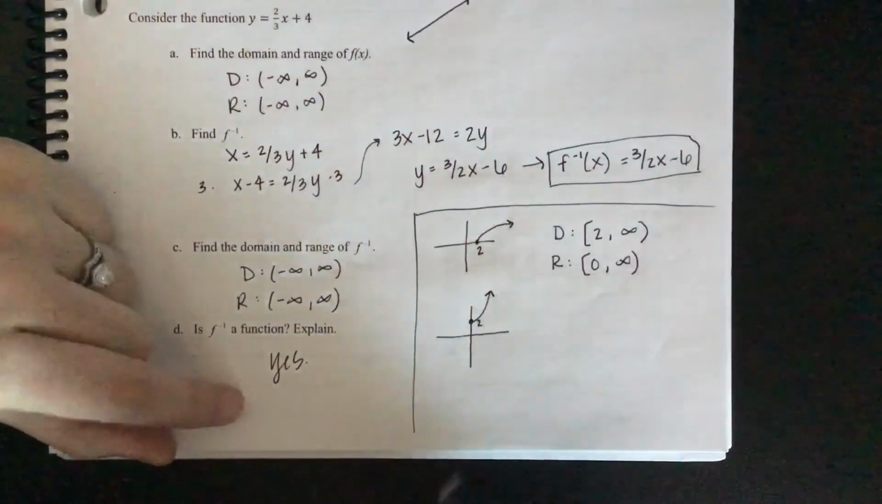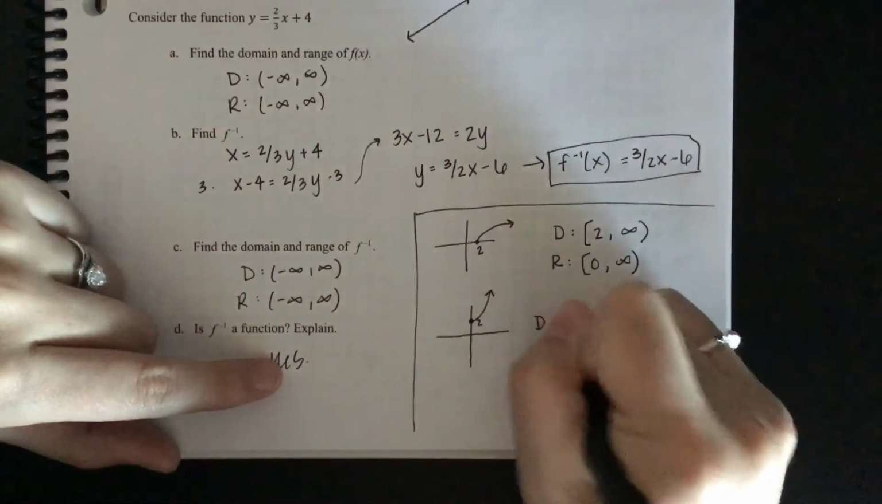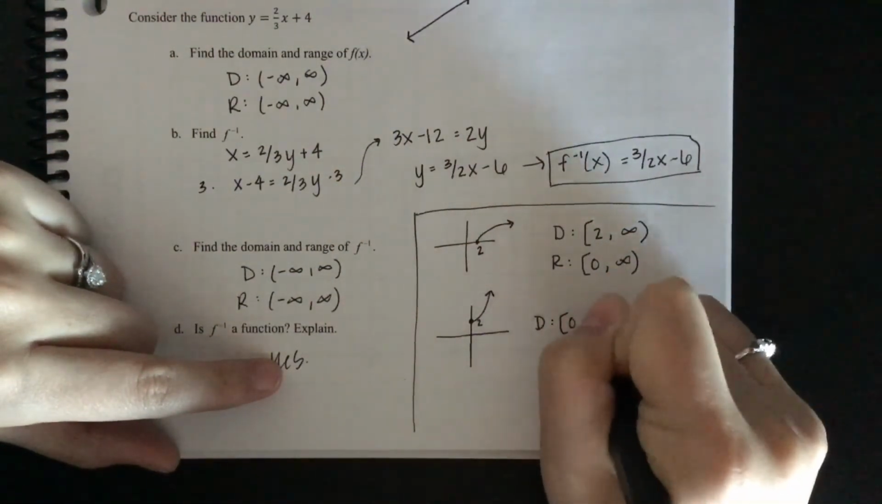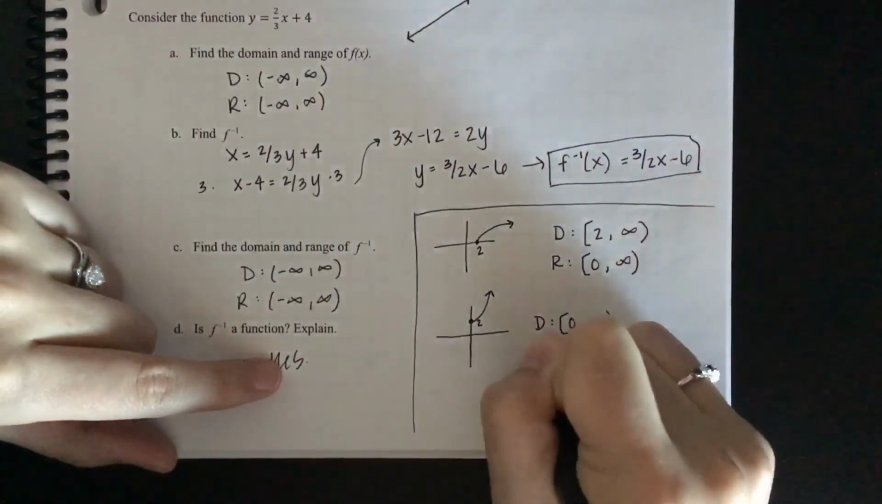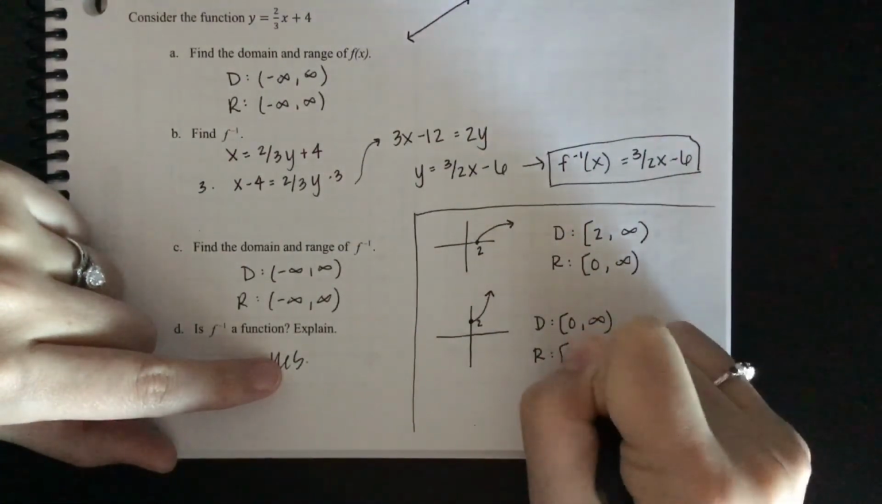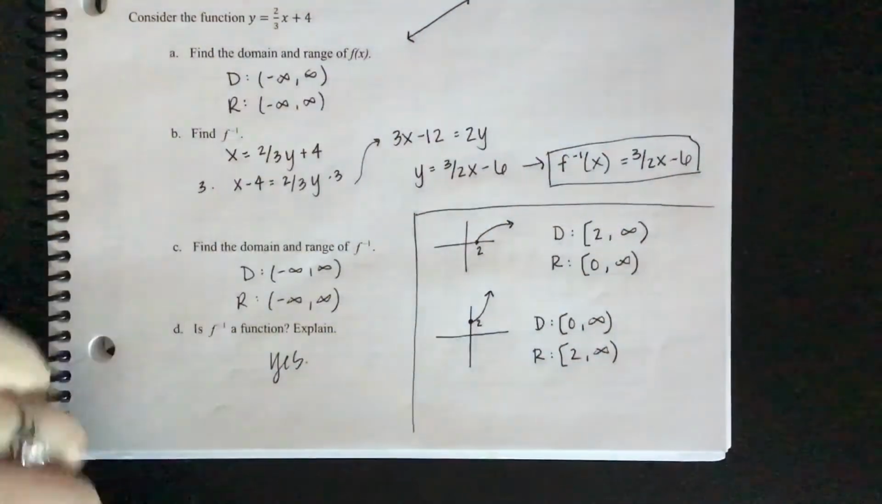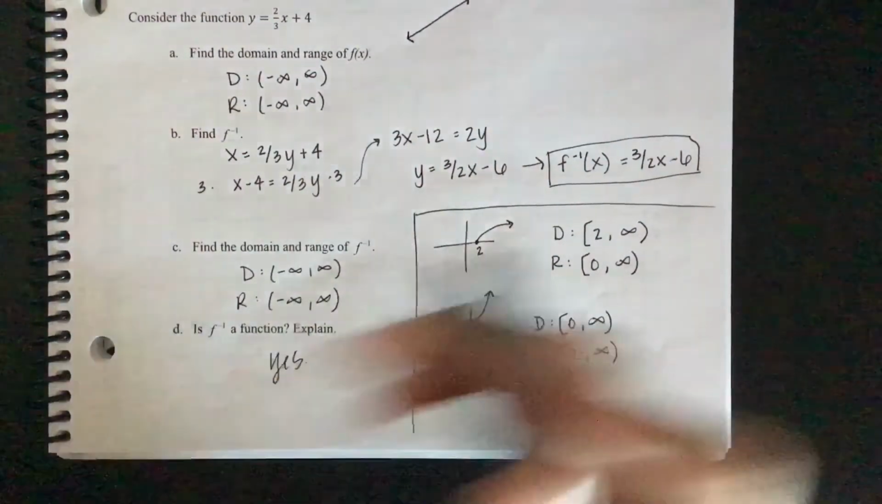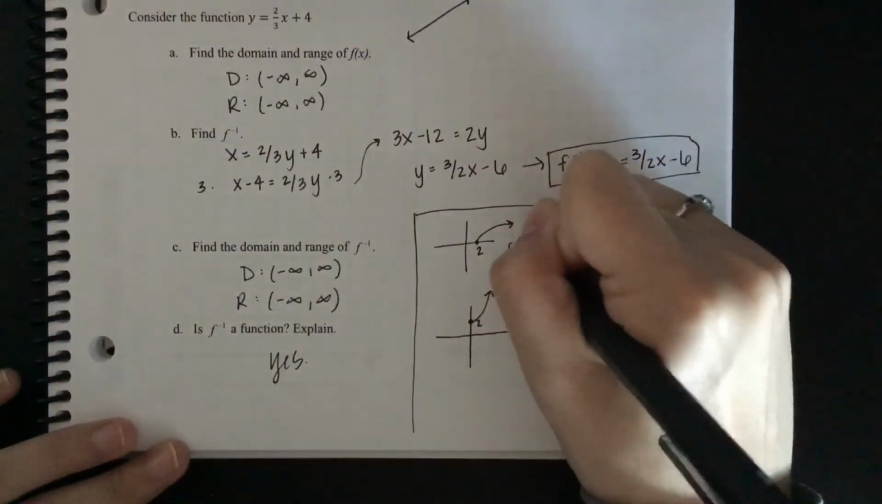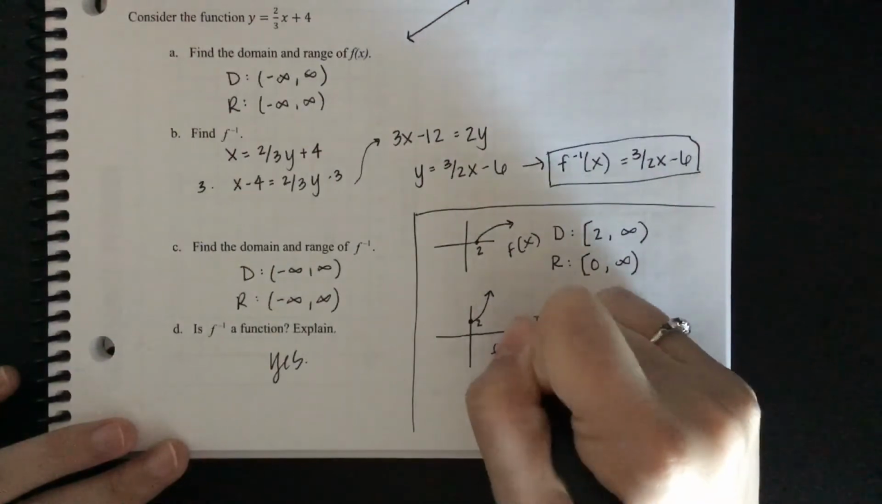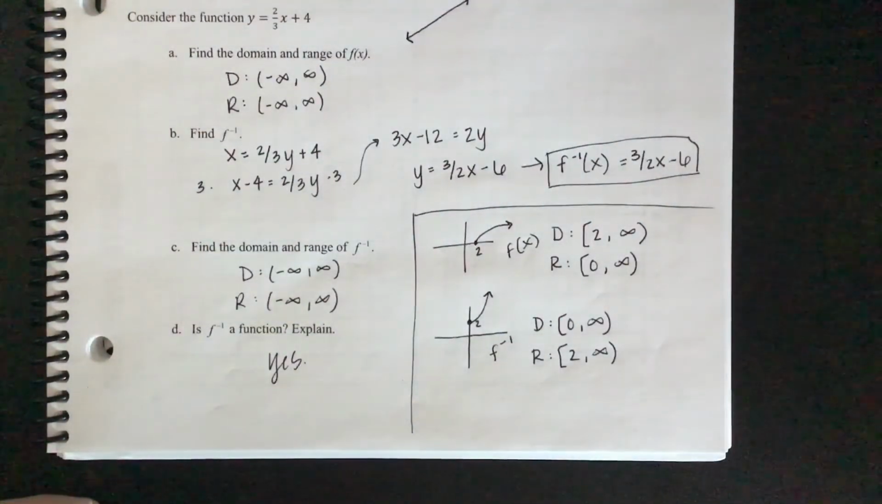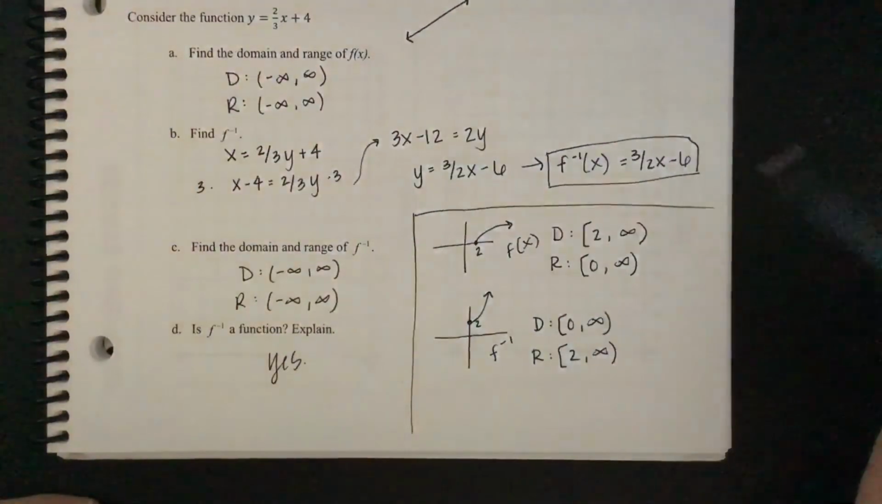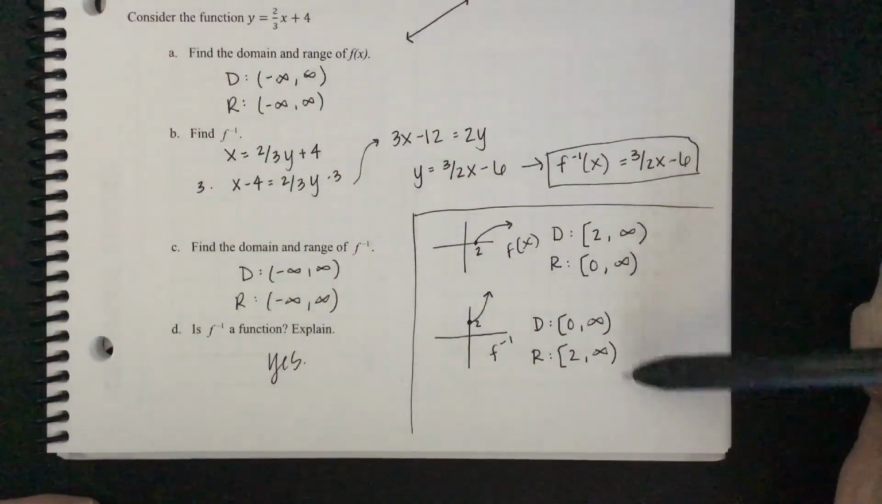Its domain is 0 to infinity. Its range is 2 to infinity. Notice how, here's your original f of x, here's your inverse, f inverse. Notice how your domain and range literally swap.